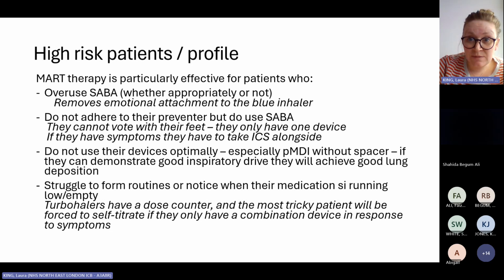You can use your pMDI, but I expect you to do this. I expect you to take it properly.